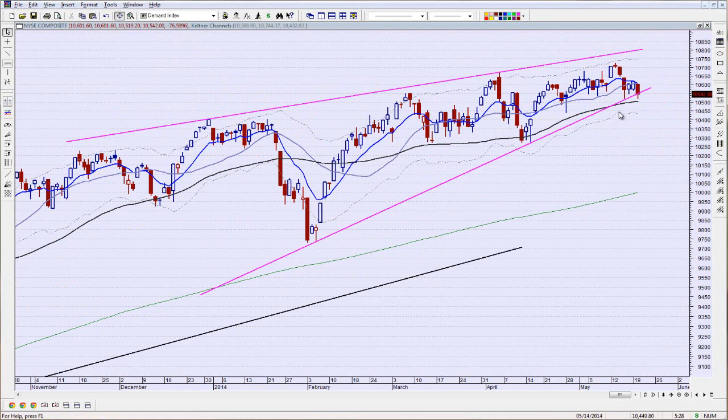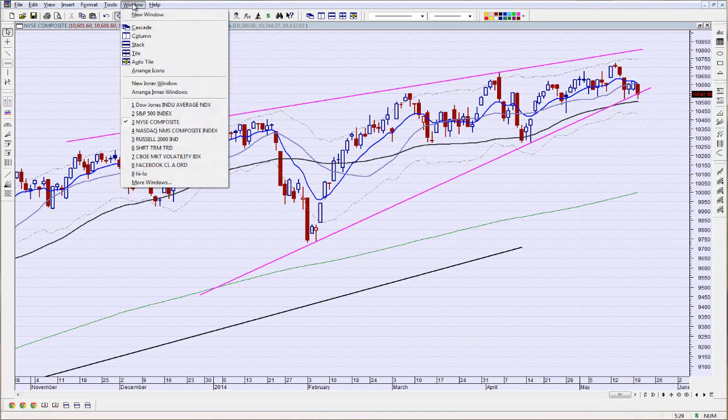The New York Composite, similar type thing. We're not below the 55 on the New York, but we're right at the trend line here on the New York. And again, this is a trend line going back about what, 3.5 months? February, March, April, May. Yeah, 3.5 months on all the indices. So this is fairly critical for short term in here. Let's see, what else is this showing? I think that's about it. Those are all going to be similar.